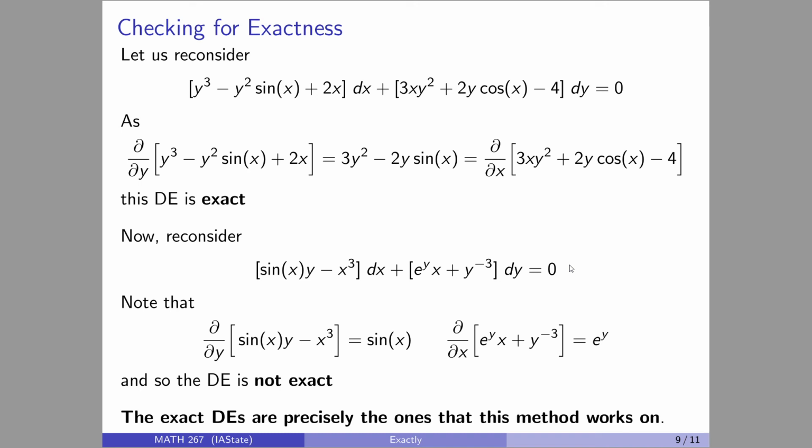And like I said, the exact ones are precisely the ones where the method is going to work, right? The method hinges on such a function f existing. If you can't have these line up, then that function cannot possibly exist, right? You're going to have these terms that just don't line up. Okay. So, with all of this said and established now, let's actually solve a DE.